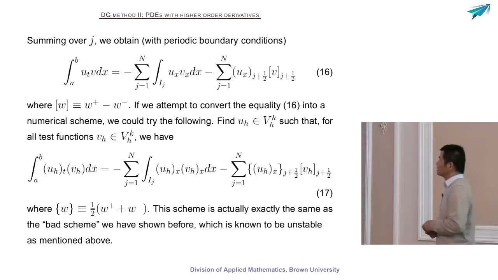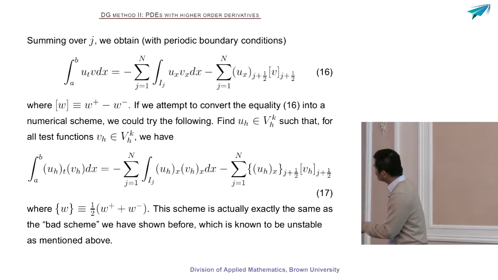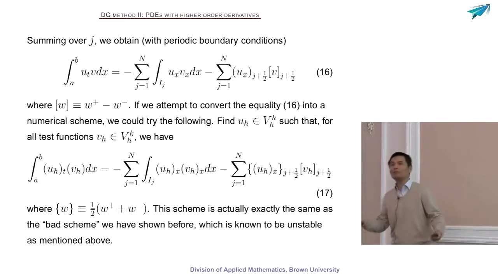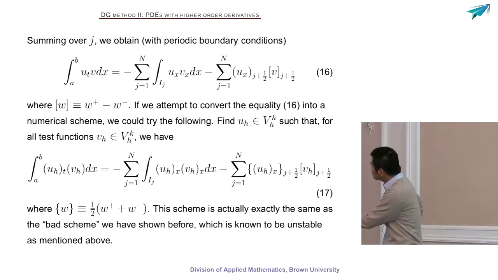Okay. Now, if you want to convert this to a scheme, what you do is that you want to say, I want to find UH in this finite element space such that for any VH in the finite element space, I have this. So every term is repeated, except here, this ux at j plus half does not make sense, right? Remember, if you replace the exact solution u, which is smooth, so certainly you can say ux at j plus half. But the numerical solution is a piecewise polynomial. At j plus half, you have the left and right. You don't have a single value ux. So you cannot use ux here.